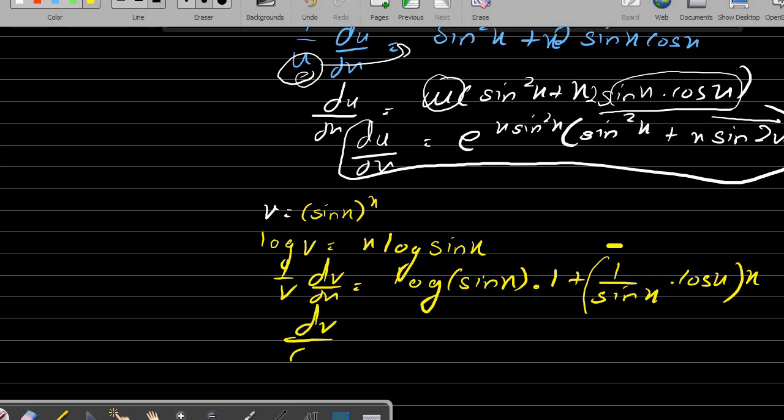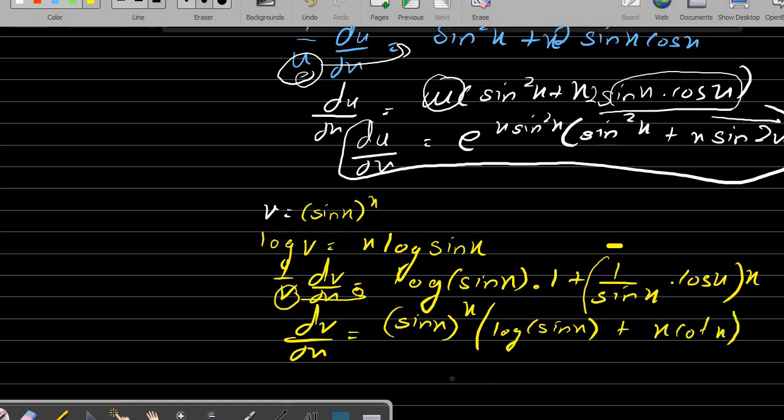Easy. Now dv by dx, take this v over there, which would be, I'll write the value of v directly, sine x raised to power x multiplied by log of sine x plus x cos x upon sine x, this would be cot x, x cot x. Done. Now we have found both the values and we are 95% done.